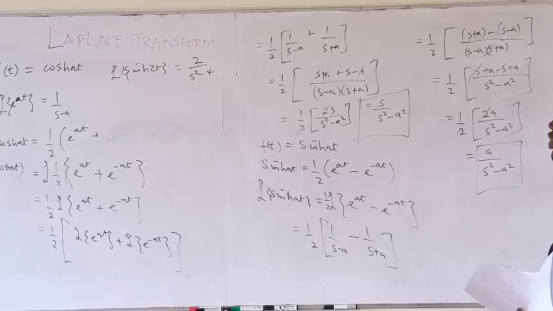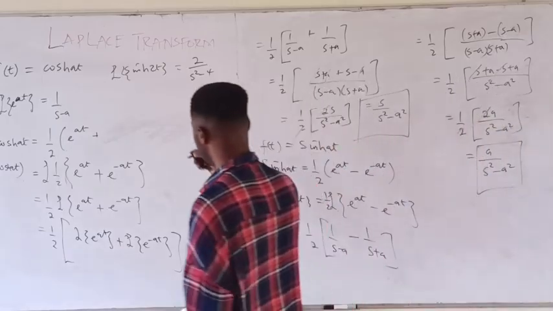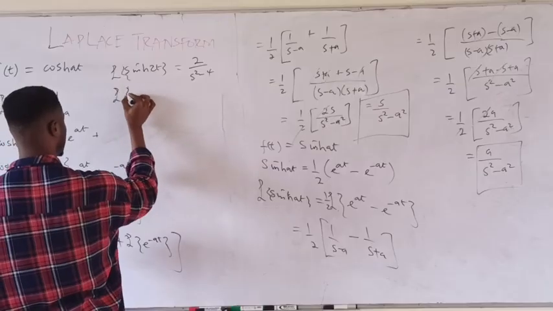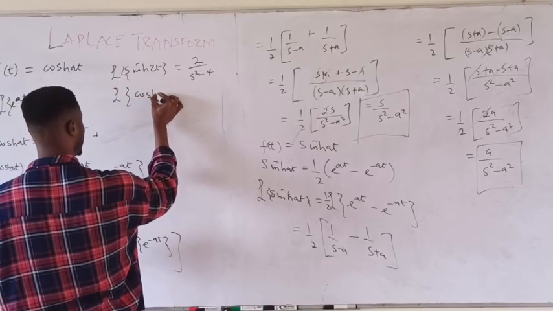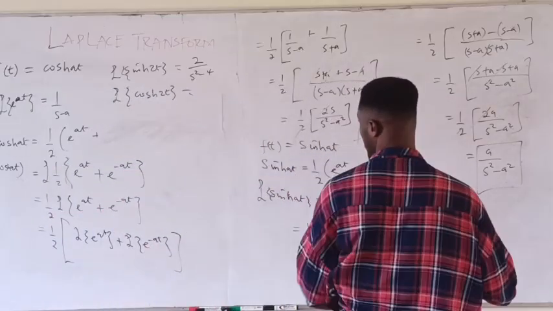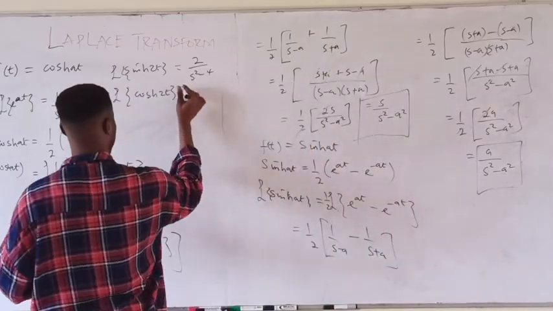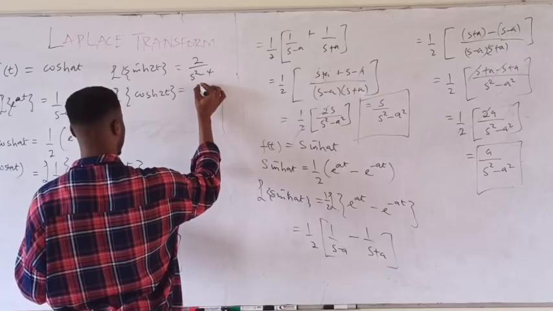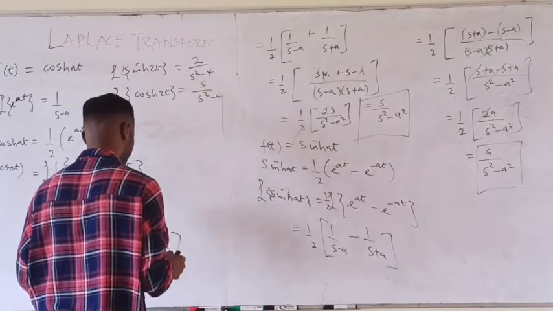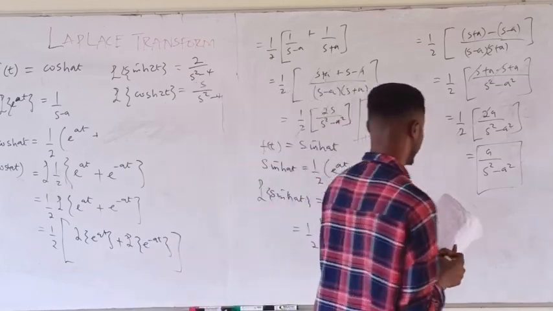What if we are asked to find the Laplace of cosh 2t? So cosh has s at the numerator. Since it has s at the numerator, it's going to give us s over s squared minus 4. So that's the value of the cosh.